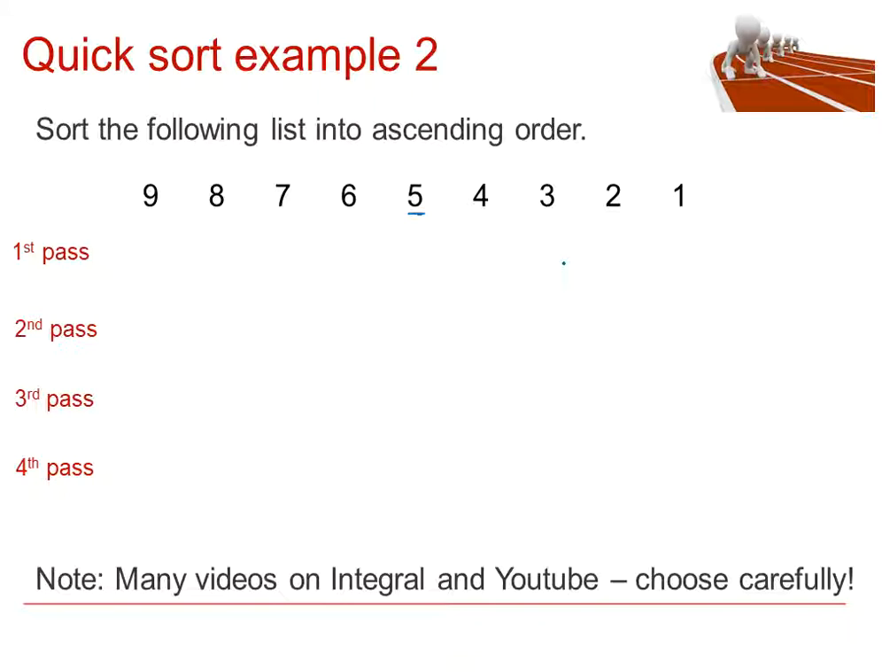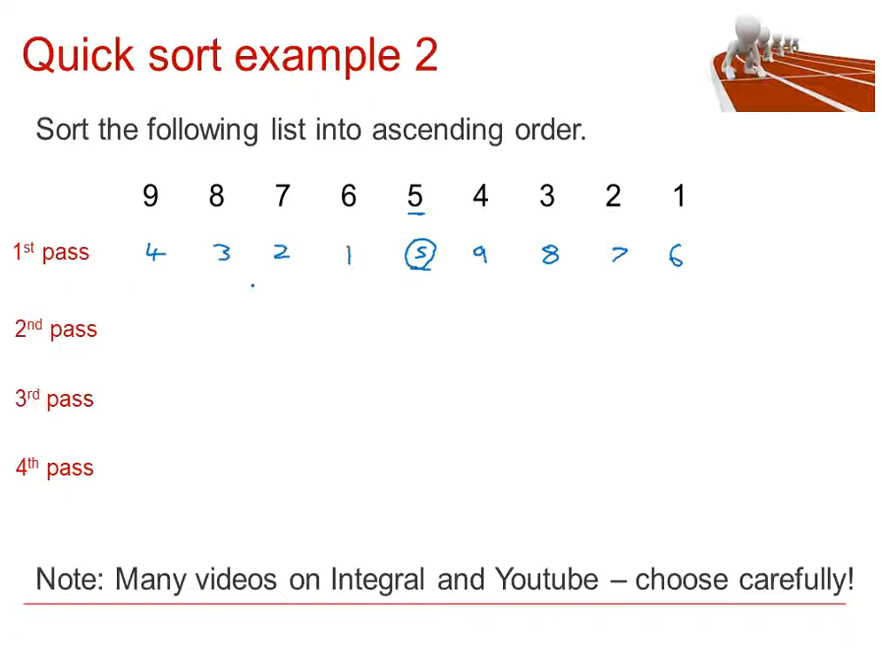All the numbers smaller than 5 will go to the left of 5, and all the numbers bigger than 5 will go to the right. So 4 is smaller, 3 is smaller, 2 is smaller, 1 is smaller, and there's my pivot. 9 is bigger, 8 is bigger, 7 is bigger, 6 is bigger. So that means that 5 is in the correct place. I'm going to circle it so I know that it's in the correct place.